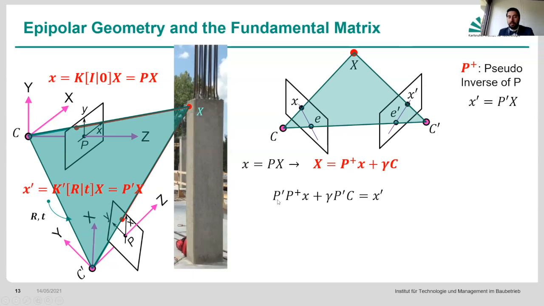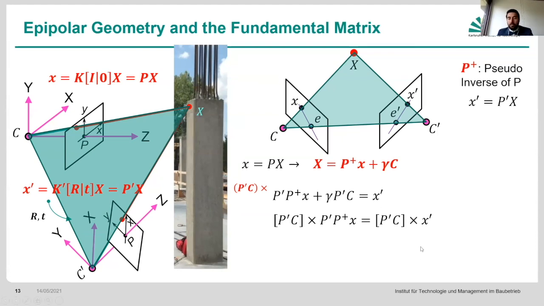What we're going to get is p prime times p plus x plus gamma p prime c is equal to our x prime. To make this shorter and nicer, we want to get rid of this. So we multiply this by the cross products of this particular vector. This vector times its cross is going to be 0, okay? So we basically multiply this by its cross. What we're going to get is this cross product of this and this.